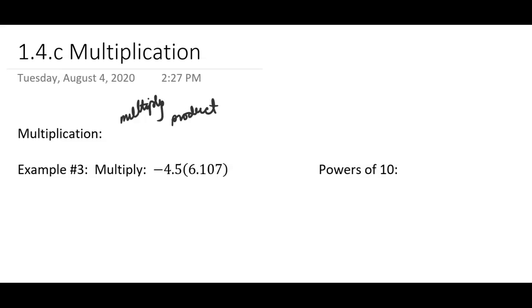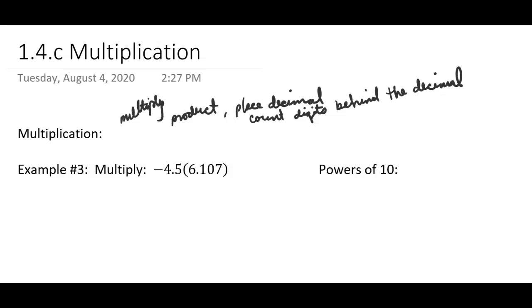then you're going to place the decimal. And the way you place the decimal is you count digits, how many digits there are behind the decimal in both numbers, and then you move from right to left to place the decimal in the quotient, or not quotient, in the product.